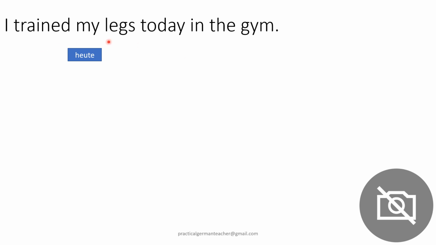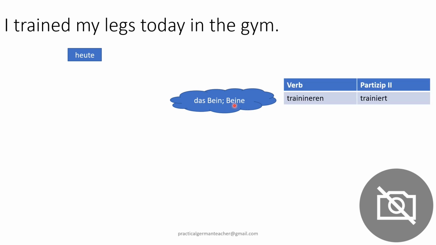Okay. Next sentence is: I trained my legs today in the gym. This looks difficult, but it's not actually if you just dissect the sentence carefully. So again, past tense, two verbs, not just one verb. So past tense, the verb is train. So you need to know the verb for train. Before that, you need to know the word for legs. So the word for leg is das Bein, plural is die Beine.